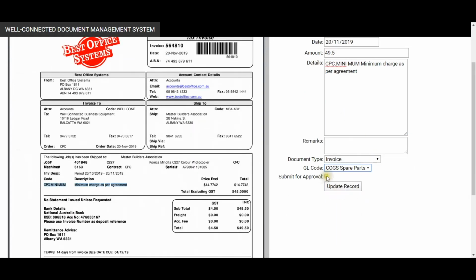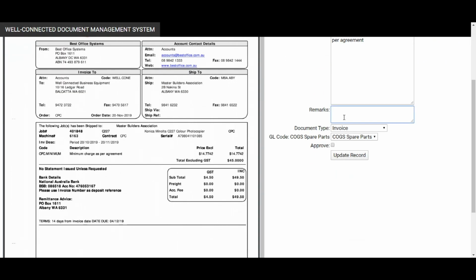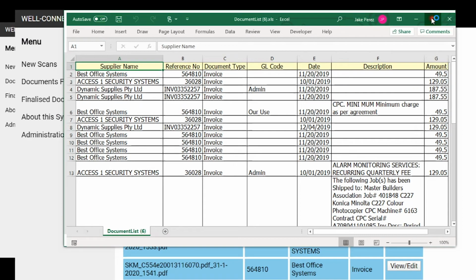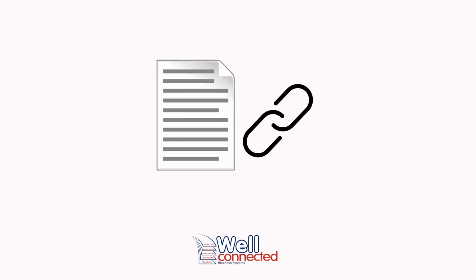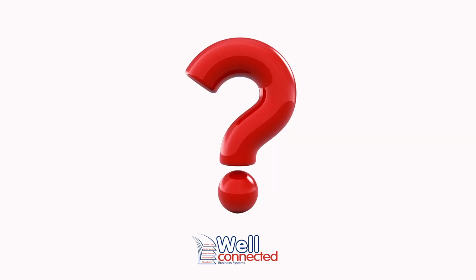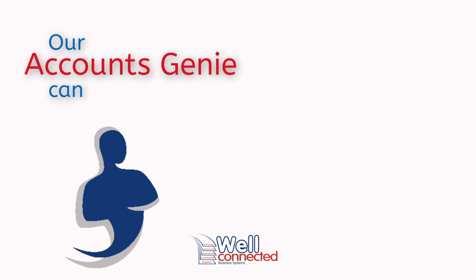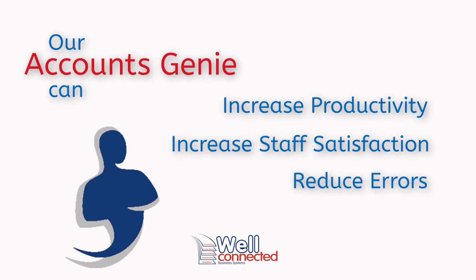The next step is for a staff member to check and authorize the information, as this ensures all entries in the system are correct. Once the data is collected and authorized, the information is imported to the account system of your choice. Plus, all documents are saved as a searchable PDF, meaning no lost documents ever again. We can even embed a link in the data so if queried, your software can pull up the information at a moment's notice.